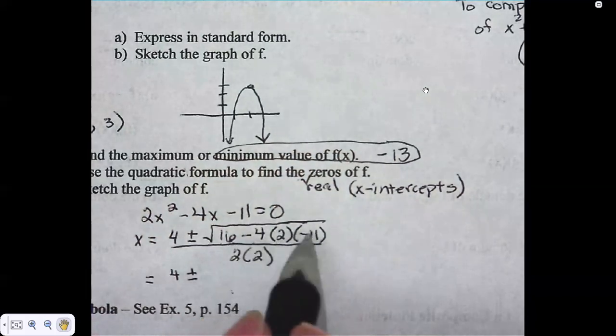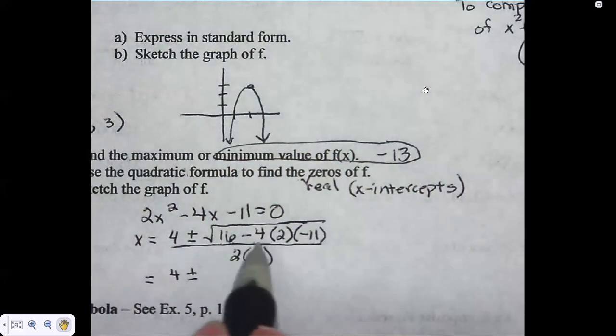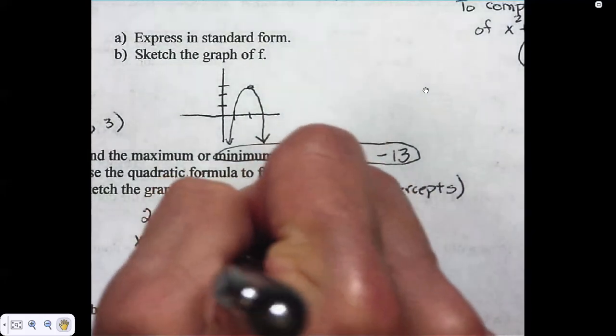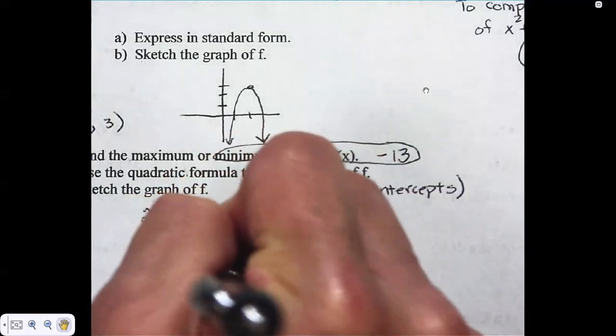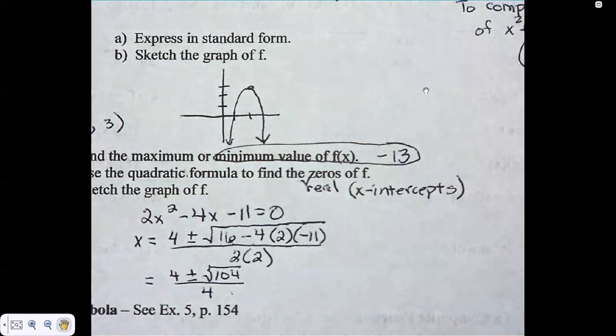That's 16 plus 88, which is 104. Hey, is it legal to cancel those fours and say that's just the square root of 104? Highly illegal. You could reduce that sum. I know that at least I could factor that 104 into 4 times 26. But really, if you're going to punch it on the calculator, which is what you need to do if you want to graph the x-intercepts precisely, then you need a decimal approximation of the x-intercepts.